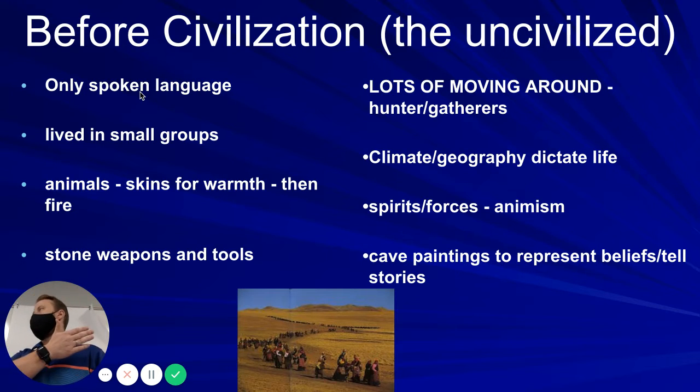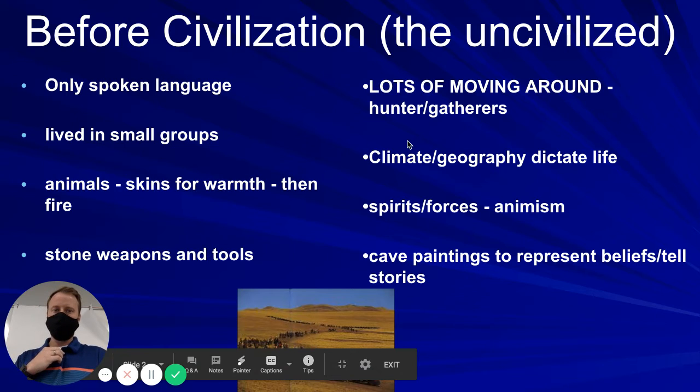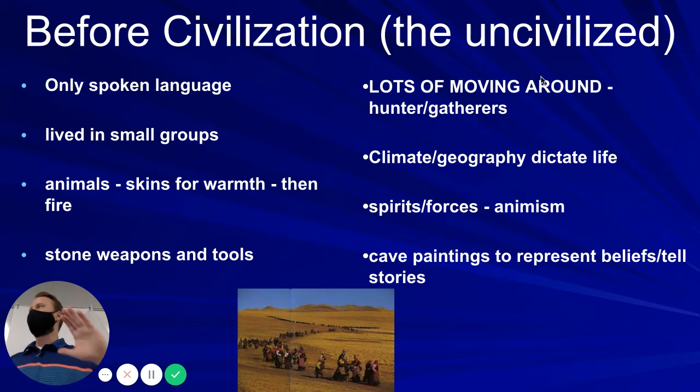Only speaking, or a good way to say this is no writing. Lived in small groups, so I put small groups. Animals were essential to survival because they used skins for warmth, and then they developed fire. So this is thousands of years ago, well before civilization. Stone Age weapons. Life was not settled, it was moving around, and life was dictated by the climates.